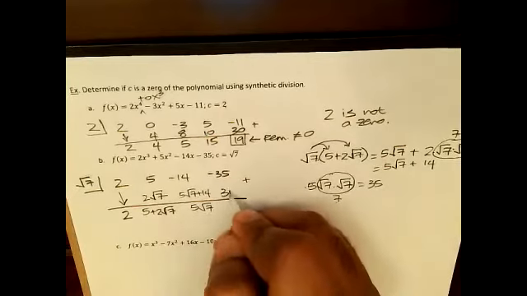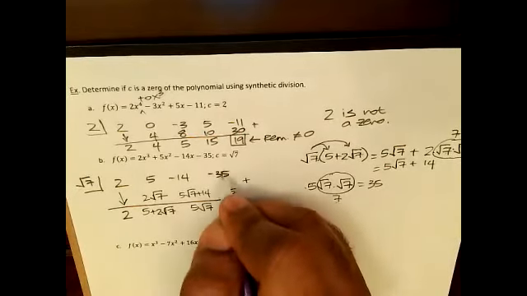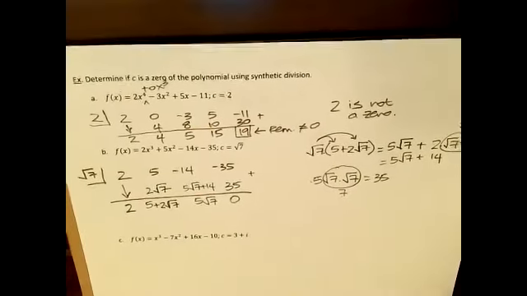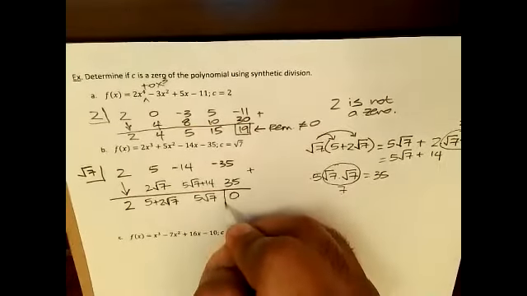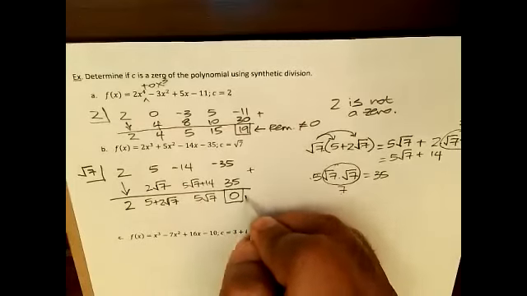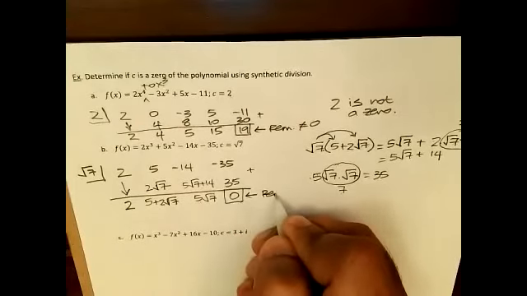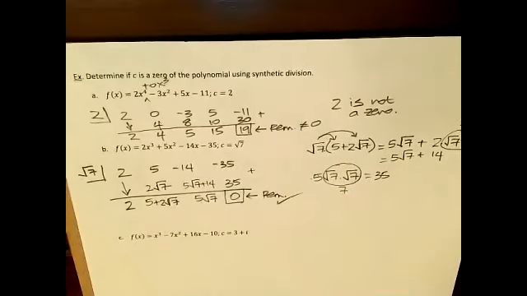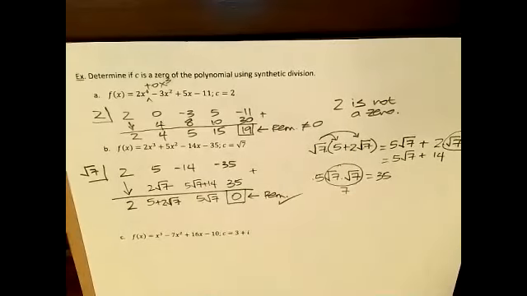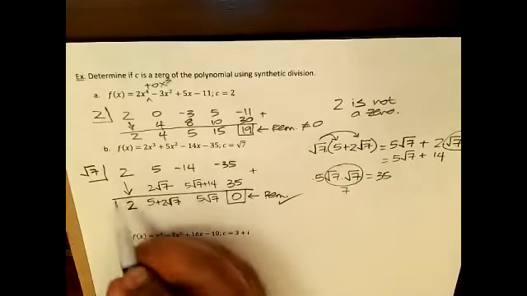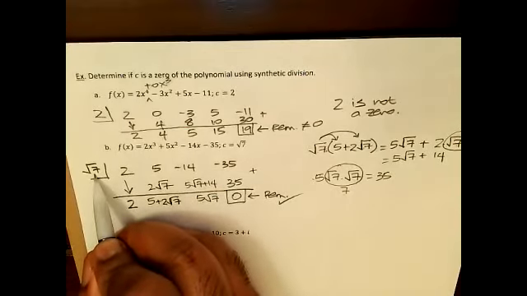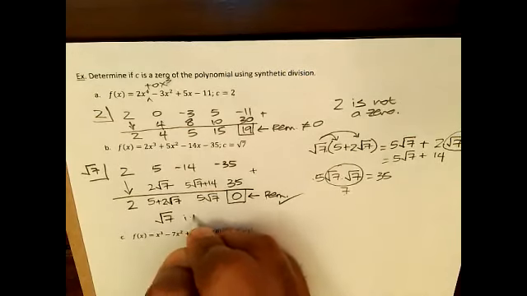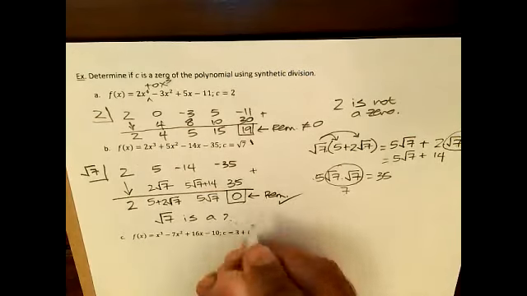So I'm going to put the 35 here underneath the negative 35. And then when I add negative 35 and 35, you see that I get 0. This number is my remainder. And I do get a remainder of 0. If you get a remainder of 0, that tells you that your number is a 0. So in this case, we're going to say that square root of 7 is a 0.